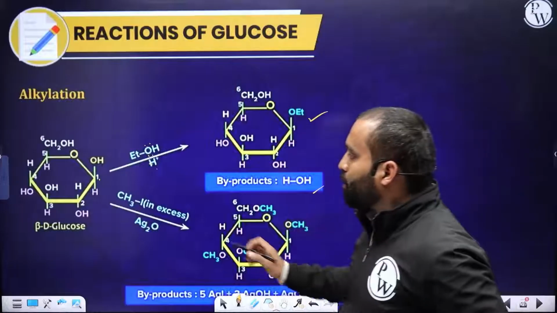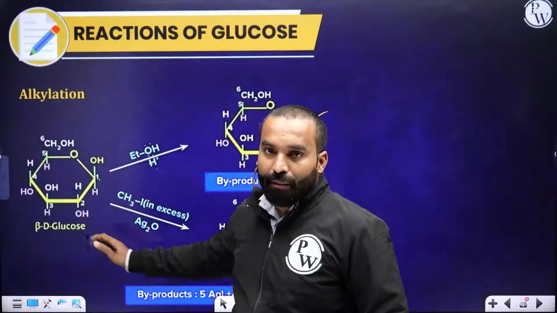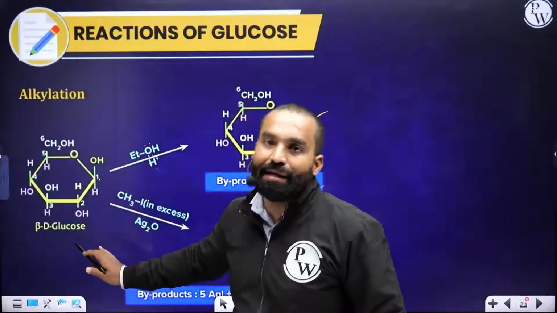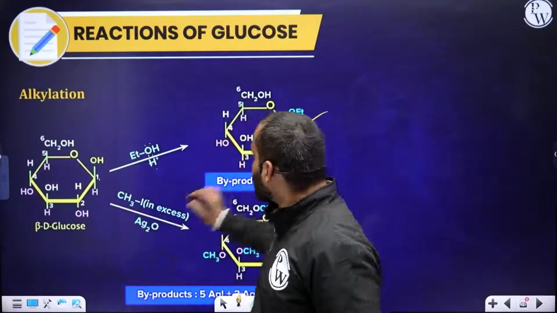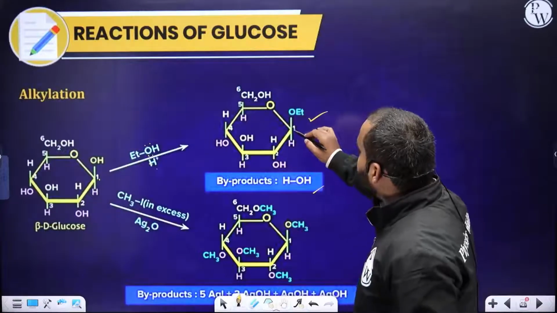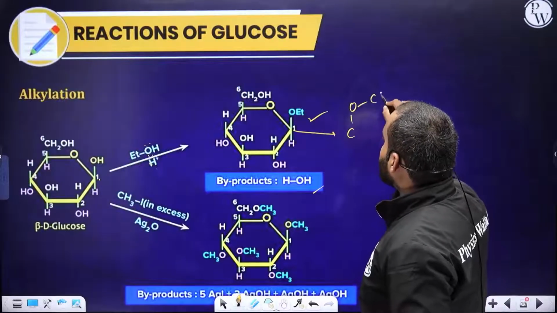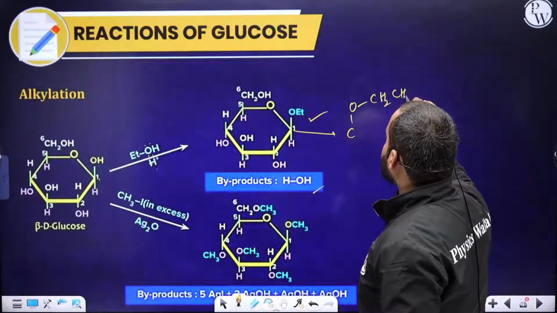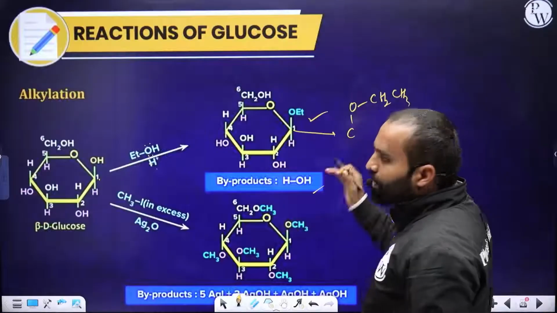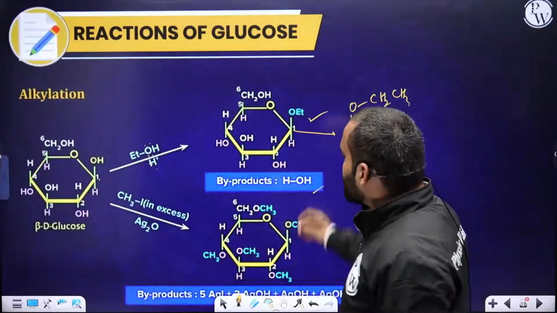As I said, you can also treat it with an alkyl halide to make an alkylated product, or an ether. This is also an ether. How is it an ether? This is a carbon connected with oxygen and then Et. What is Et? CH2CH3. So carbon, oxygen, carbon, this framework is an ether, right?